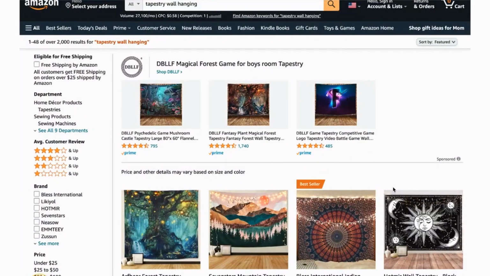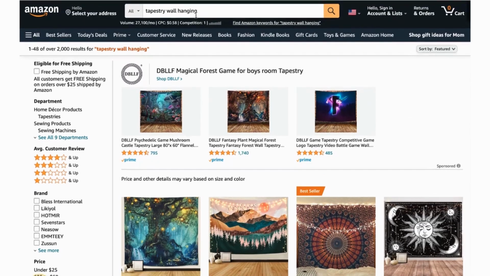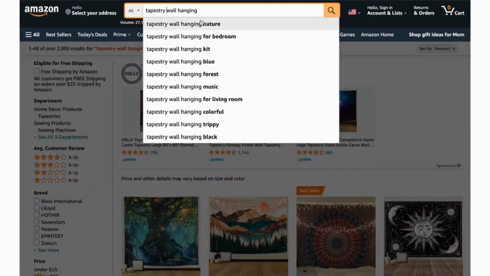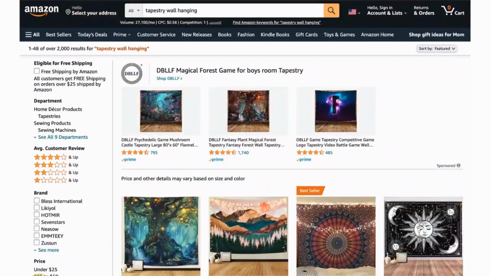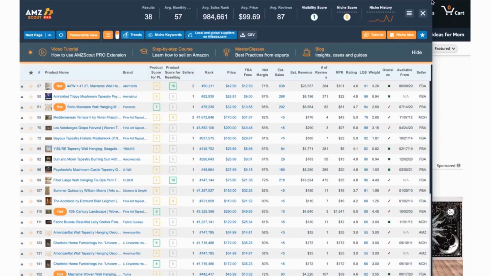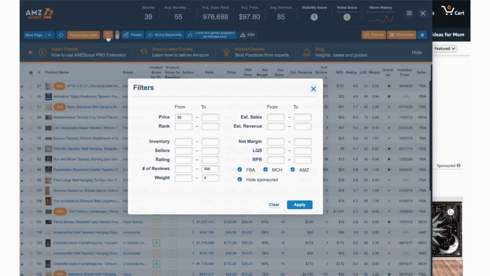So I will go through a similar exercise for all of the other ones that we have identified from another platform such as Etsy. One thing that we did look into was tapestry wall hanging. So I just typed in tapestry and then wall hanging was popping up. So I clicked on that to see what type of products show up. And I'm going to initiate the AMZScout tool. And I have already put in the parameters that we talked about.